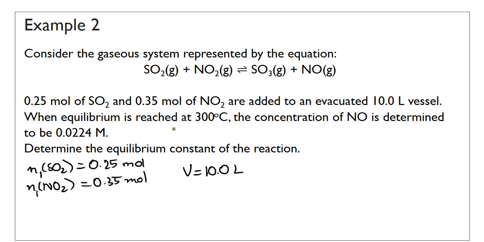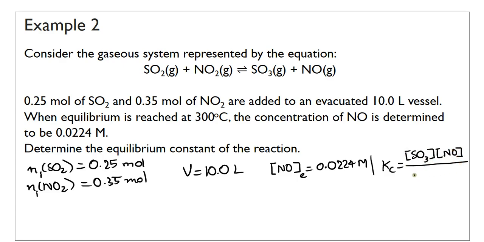When equilibrium is reached at 300 degrees Celsius, you're given the concentration of NO at equilibrium. So NO at equilibrium is 0.0224 molar. The unknown is the equilibrium constant of the reaction. So I need to find Kc, and let's just write an expression for Kc. It's the concentration of SO3 at equilibrium multiplied by the concentration of NO at equilibrium, over SO2 times NO2. So this is an expression for Kc.